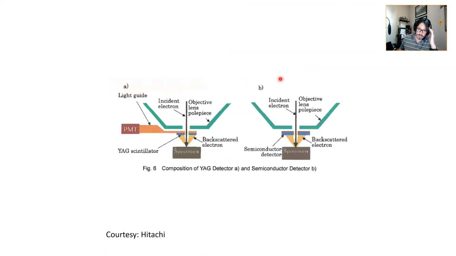The detector that we have on both the tabletop TM1000, I've called it TM100 several times, it's a TM1000 tabletop SEM, and the SU3500 SEM is a so-called semiconductor detector. So both detectors have similarities. Okay, so both of them are placed exactly on top of your specimen.